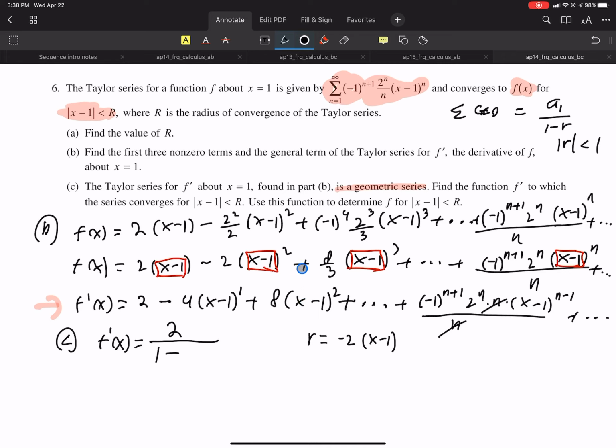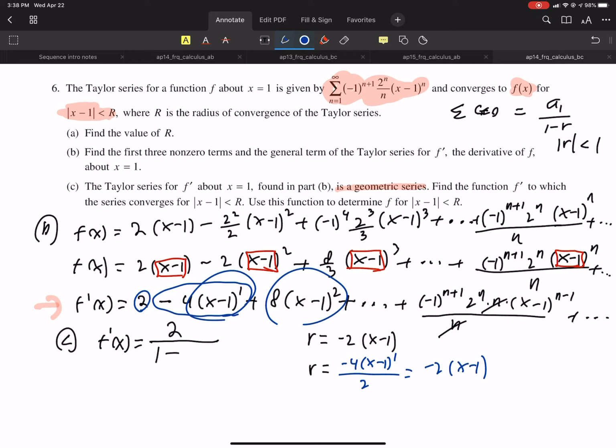That's our r. Again, if you're told that you have a geometric series, to find r, all you do is take any term and divide by the previous one. So you could have done this to find it if you didn't see it in your head. Or you could have divided this by that, and you'd get the same thing. So now we know our r, it's going to be negative 2 times x minus 1. That is our function for f prime.